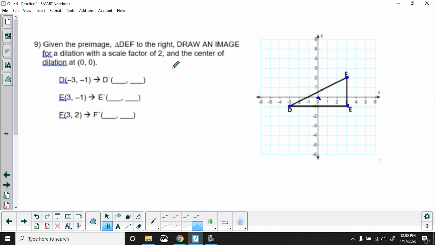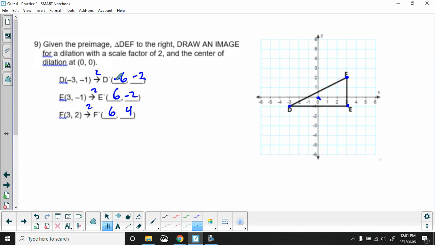So -3 times 2 is -6. 2 times -1 is -2. 2 times 3 is 6. 2 times -1 is -2. 2 times 3 is 6, and 2 times 2 is 4. Alright, something's not right here. -6, -2, 6, -2, 6, 4. Okay, never mind.